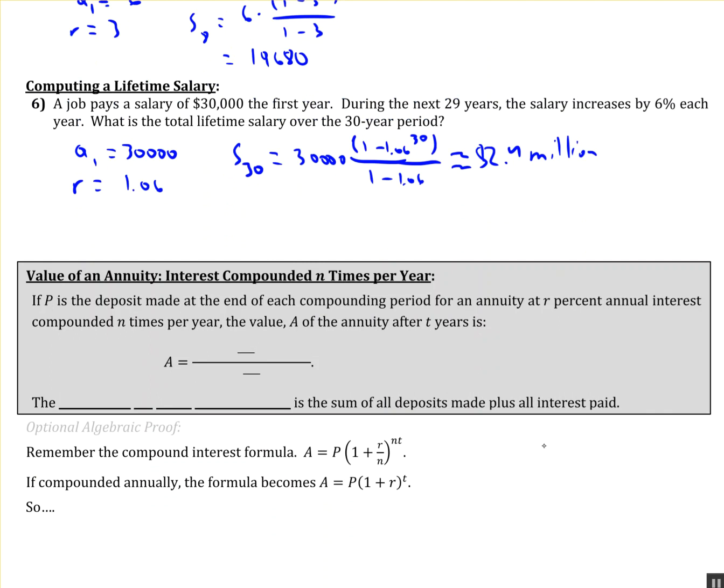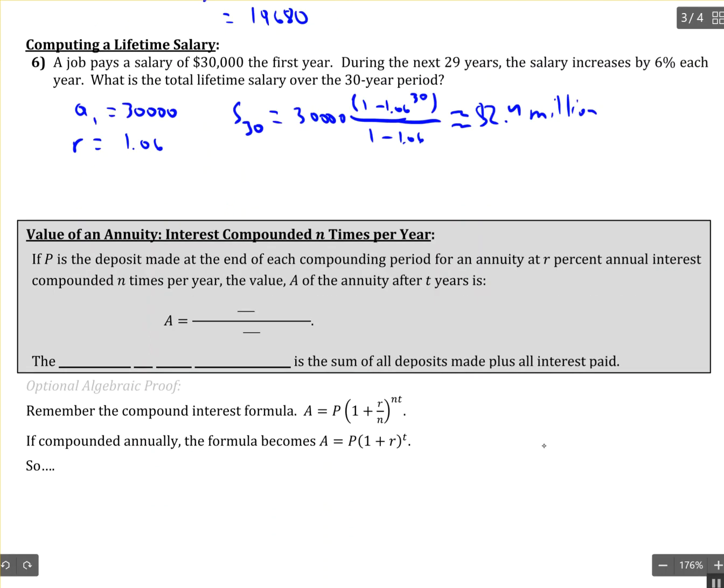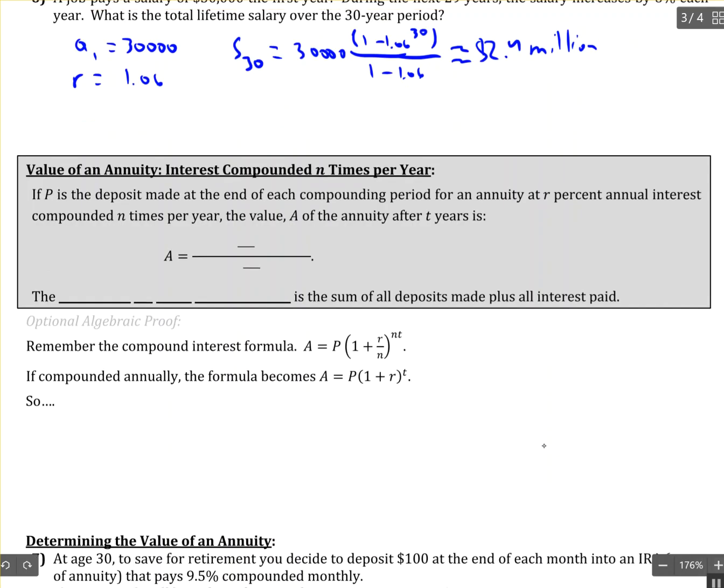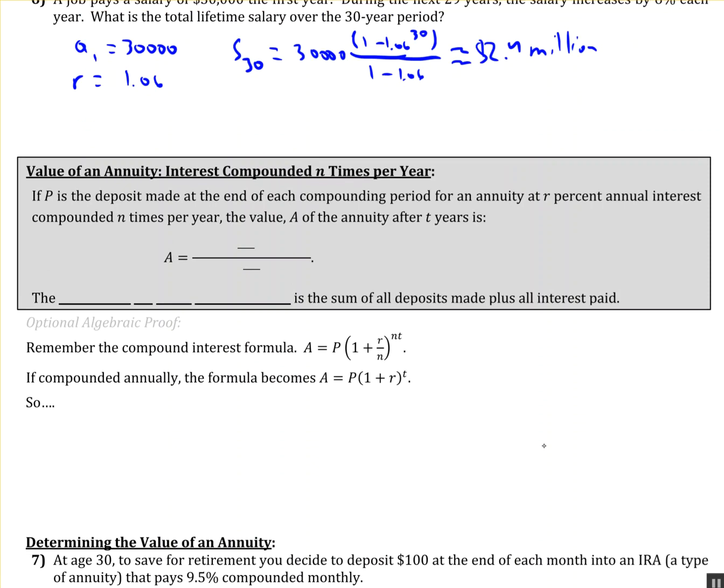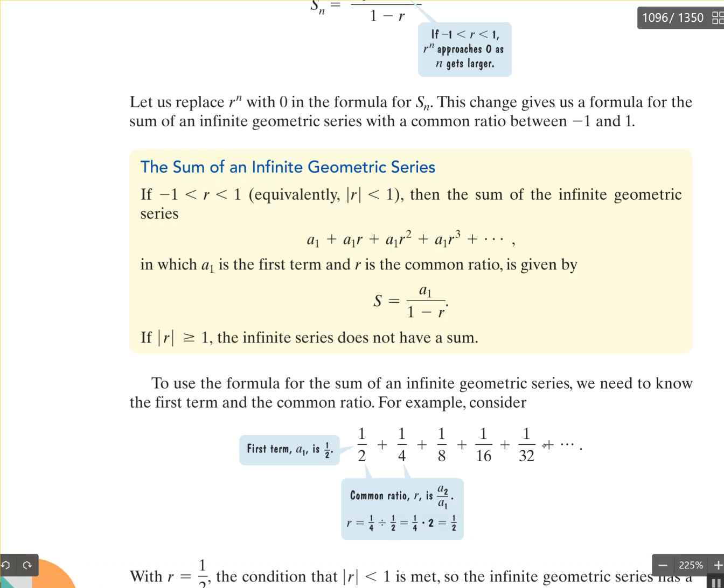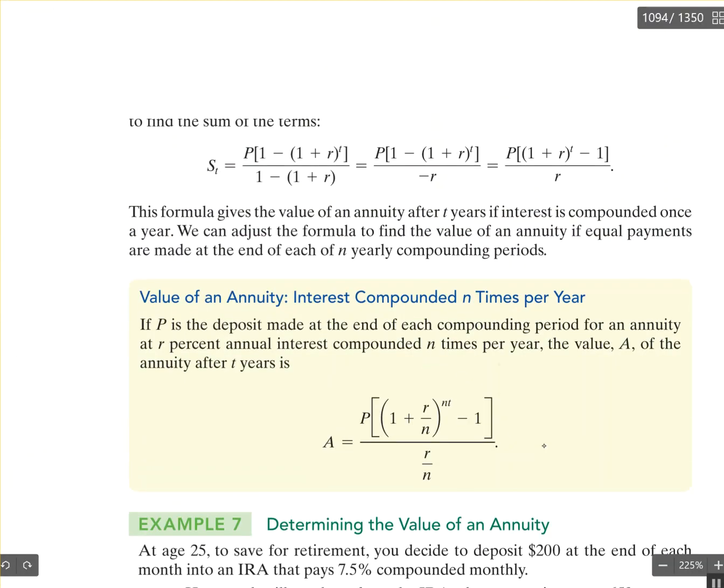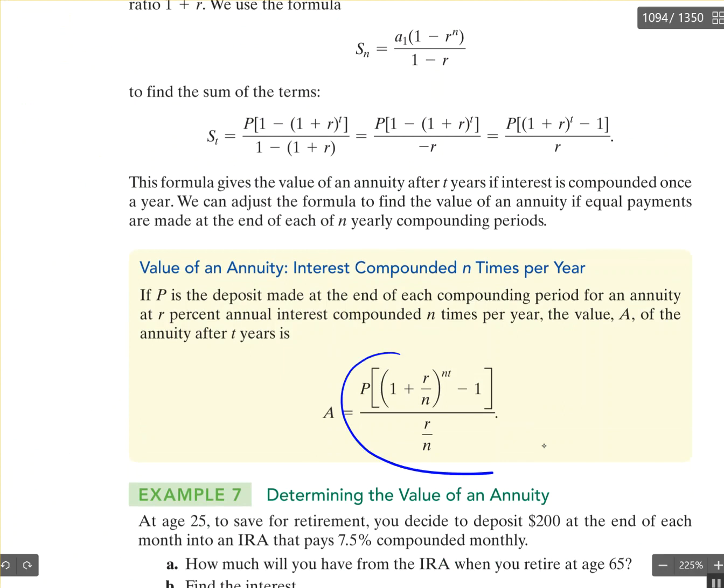All right, so value of an annuity, this is kind of a complicated formula. I don't have it memorized. I'm not going to make you have it memorized. So this guy right here, P times 1 plus, it's basically the same as our, I guess it's really not that bad to remember, but we basically have our 1 plus R over N to the NT, the same thing as our compound interest, but we have to subtract 1 and divide by R over N.